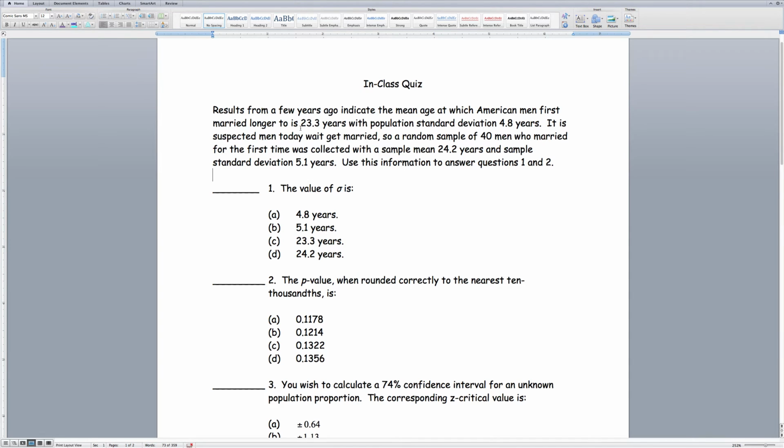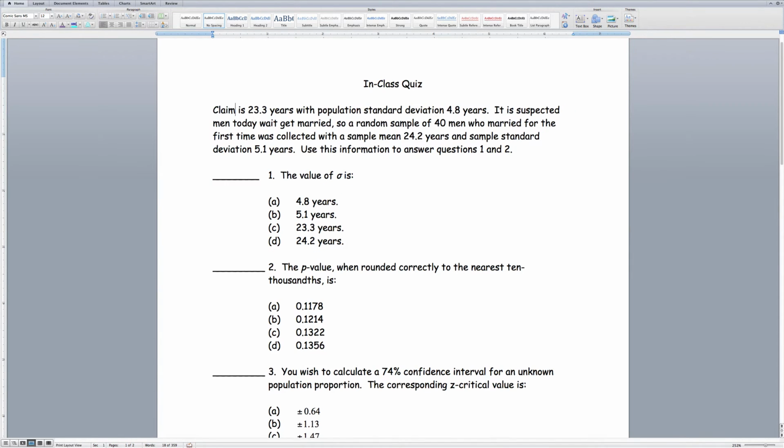Now, when I read this, the first thing I see is, results from a few years ago. So this indicates the claim is 23.3 years. Right off the bat, from the wording of this problem, we see the population standard deviation is 4.8. Before we read the rest of the problem, question number 1 asks for the value of sigma, the population standard deviation. Well, gang, that's an easy one. That's just A. It's given to us directly in the problem.